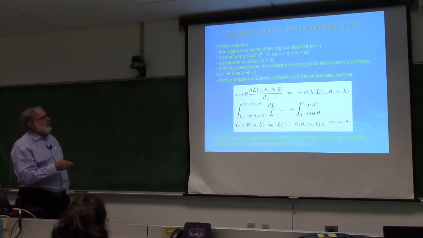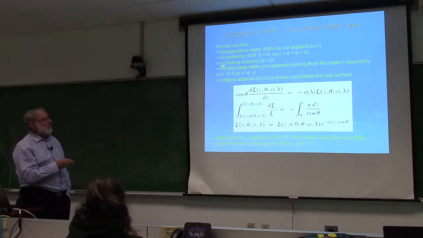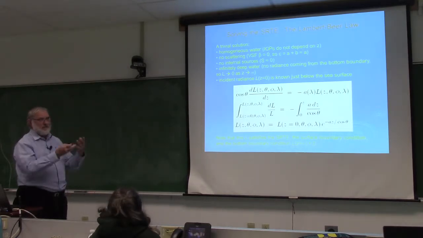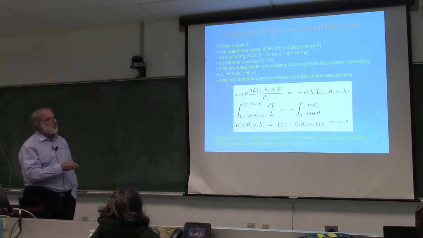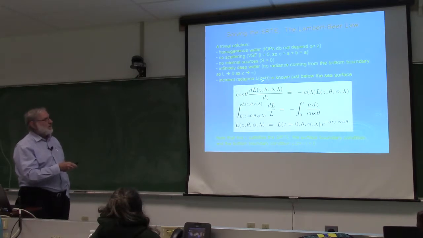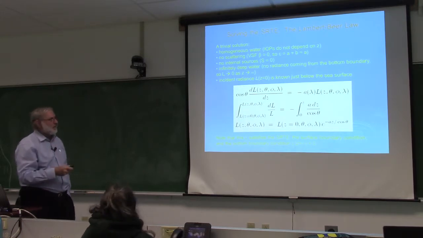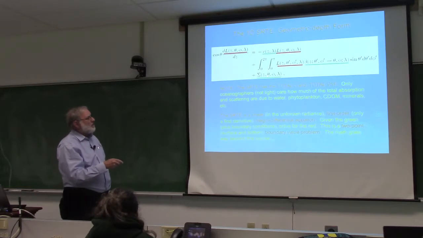So suppose we have homogeneous water, so the IOPs do not depend on depth. We have no scattering, so the volume scattering function is equal to 0. There's no internal sources, so the source is 0. It's infinitely deep water. There's no radiance coming up from the bottom or anything, so L is going to go to 0 as depth goes to infinity, and the incident radiance at the surface is going to be specified just below the surface. Well, if we go back to our equation, there's no source, so that's 0.